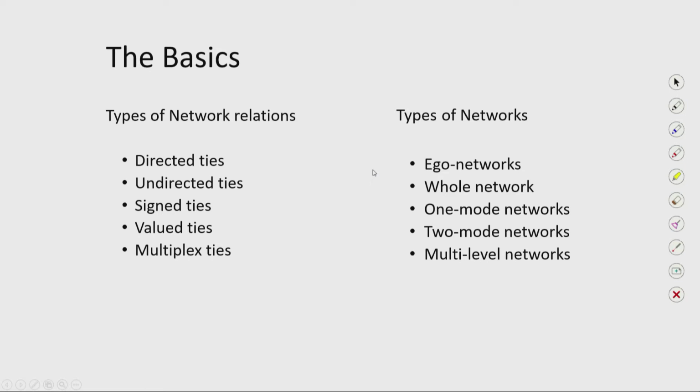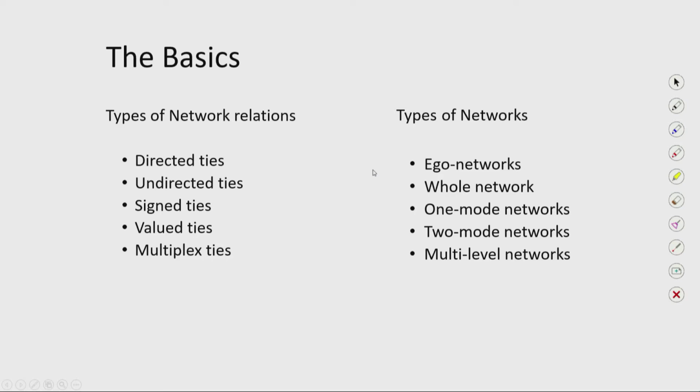Ties can be multiplex. For instance, I have a friend with whom I go to the movies, and same friend that I trust, but I have another friend with whom I always only go to the movies, but I don't trust that friend very much. So my relationship to the friend could be having these multiplex ties, meaning that there are different definitions of or meanings of the ties that underpin our relationship.